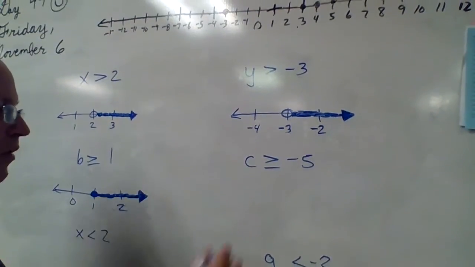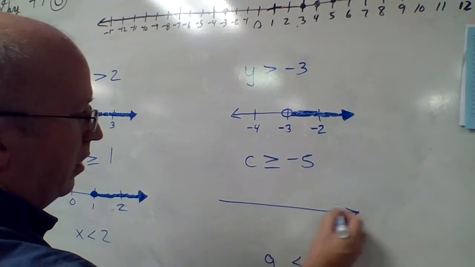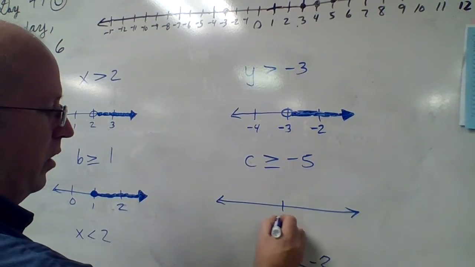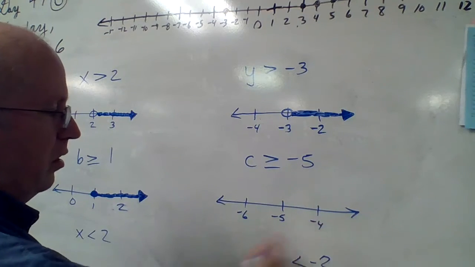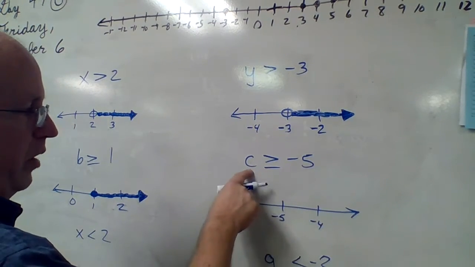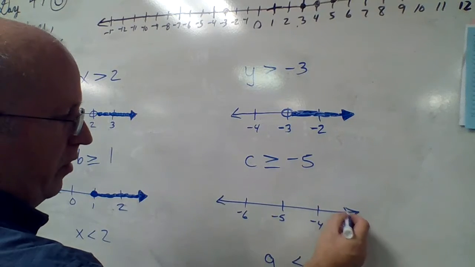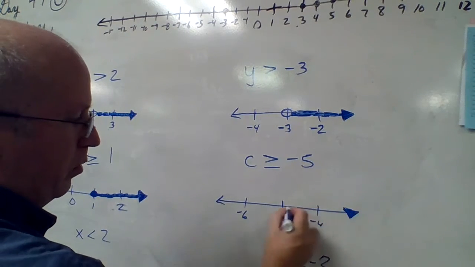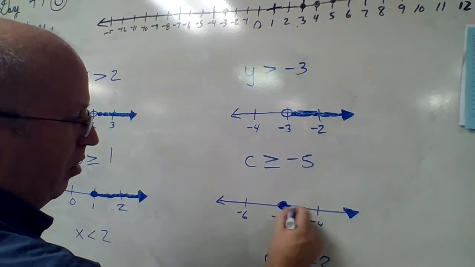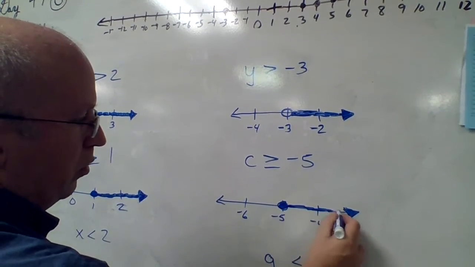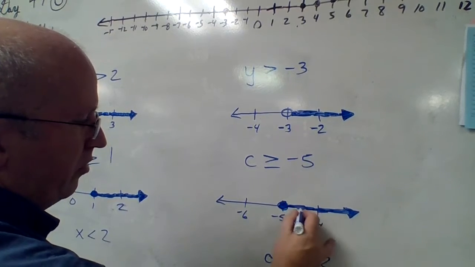Let's go to this one right here. Again, I'm going to draw a number line. I'm going to put -5 in the middle, -6, and -4. What are some numbers that are bigger than -5? That would be the numbers to the right again. And I'm going to use a filled-in circle because I also want to include the number -5 in my set of answers.